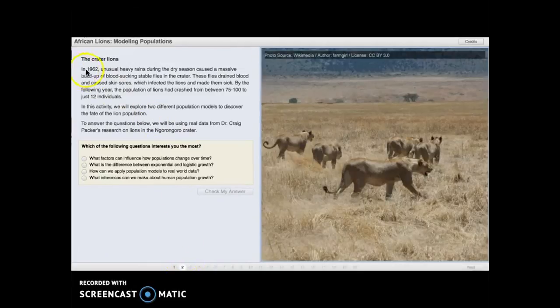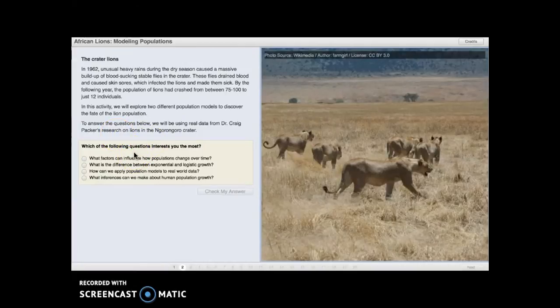In 1962, unusually heavy rains during the dry season caused a massive buildup of stable flies in the Ngorongoro crater. These flies drained blood and caused skin sores, which infected the poor lions and made them sick. By the following year, the population of lions had crashed from between 75 and 100 to just 12. And this activity will explore 2 different population models to discover the fate of the lion population. To answer the questions below, we'll use real data from Dr. Craig Packer's research on lions in the Ngorongoro crater.